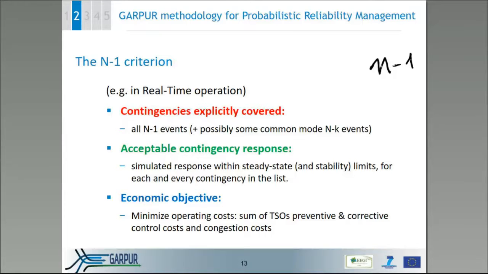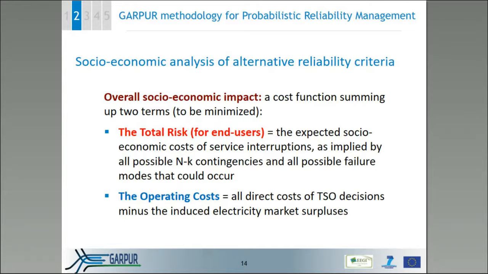So let's look a little bit at this criterion by using an overall socioeconomic impact measure, which is a cost function summing up two terms, namely the total risk for end users, which is the expected socioeconomic cost of service interruptions as implied by all possible contingencies and all possible failure modes that can happen in practice. So not only those that are covered, for instance, by the N-1 criterion, but in principle all kind of events on the one hand, and on the other hand, the operating costs, which are all the direct costs of the TSO minus the induced market surpluses.